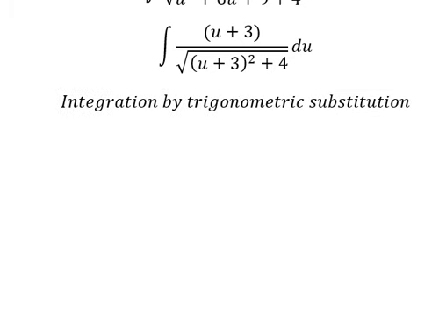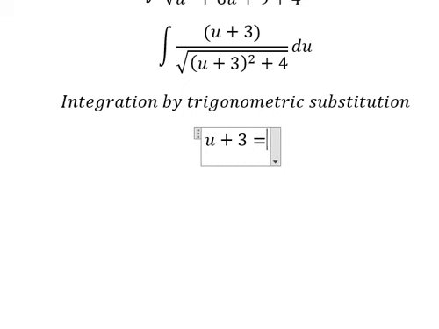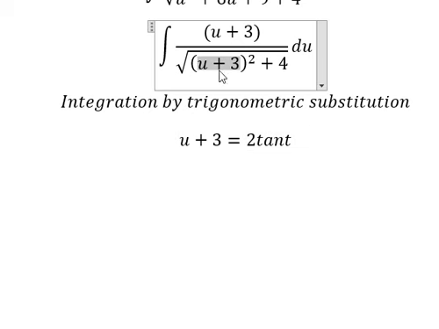So I will put u plus number 3 equals number 2 tan t, because if I put this one here, we have number 4 tan t square, number 4 and number 4. We can do factorization. Tan t square plus 1, we change for secant of t square, and later we simplify the square root and du.